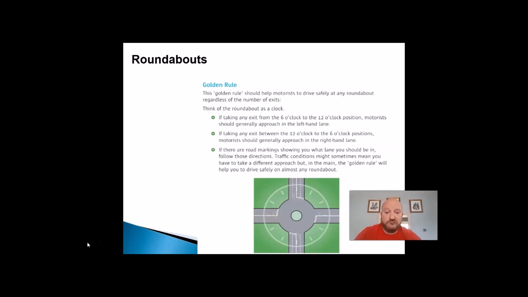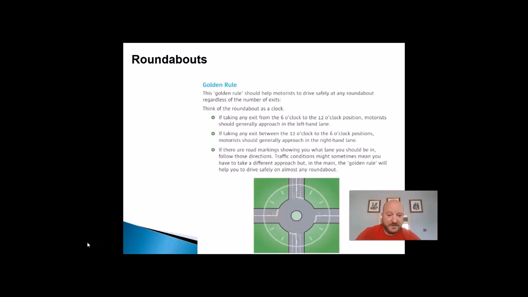Roundabouts, the golden rule. If you think of the roundabout as a clock, if you've taken any exit from 6 o'clock to the 12 o'clock position, motorists should generally approach in the left-hand lane. If you've taken an exit between the 12 and the 6 o'clock position, motorists should generally approach in the right-hand lane.